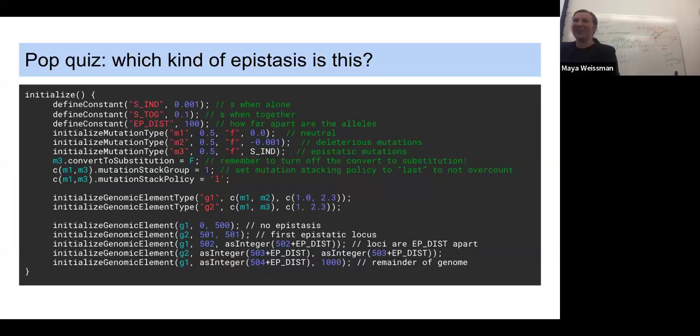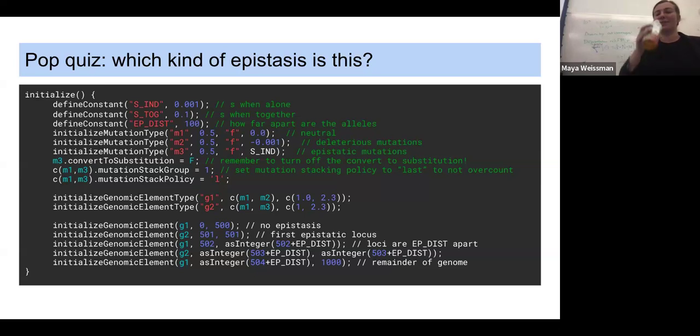Clearly, I am creating these symbolic constants, and so I'm calling them what I like. But yeah, they're both positive, so we know they don't differ in sign. So we know that it's not sign epistasis or reciprocal sign epistasis. And if it was additive, what would we expect S together to be? If they're both beneficial, we would just expect it to be S-ind times 2. So 0.002.